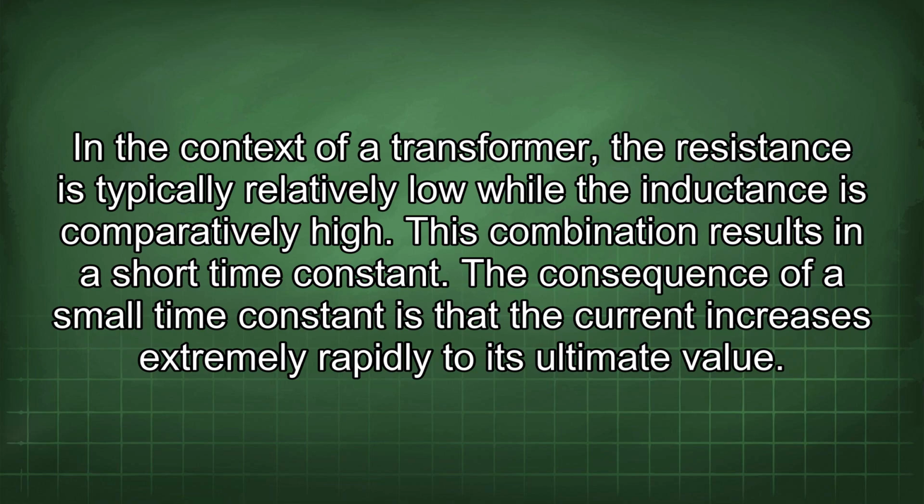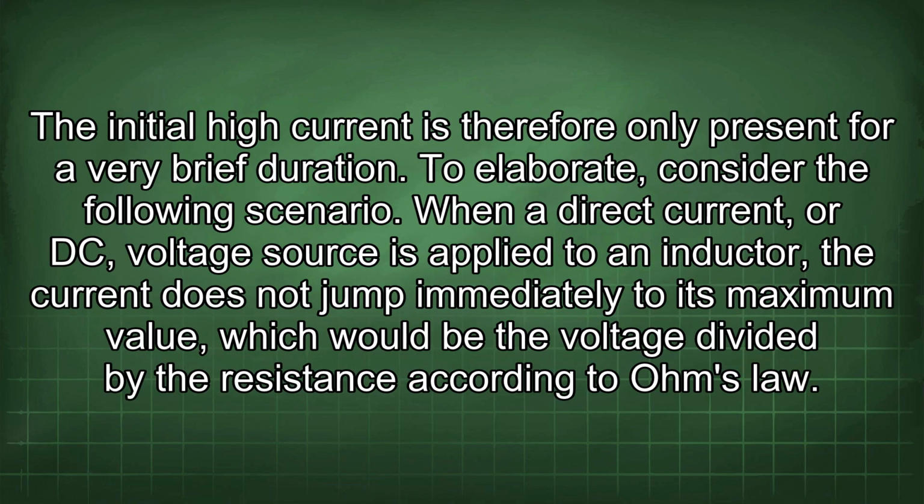In the context of a transformer, the resistance is typically relatively low while the inductance is comparatively high. This combination results in a short time constant. The consequence of a small time constant is that the current increases extremely rapidly to its ultimate value. The initial high current is therefore only present for a very brief duration. To elaborate, consider the following scenario.